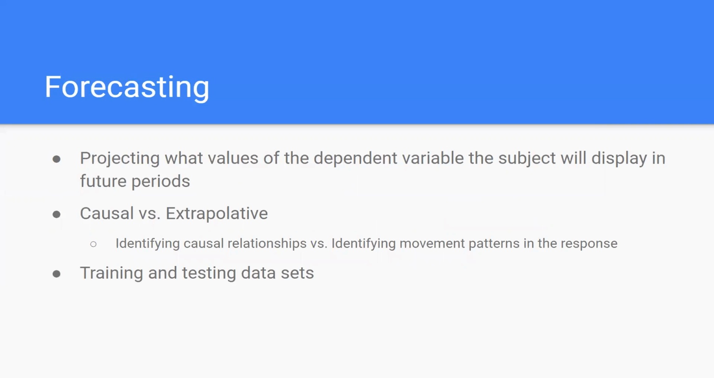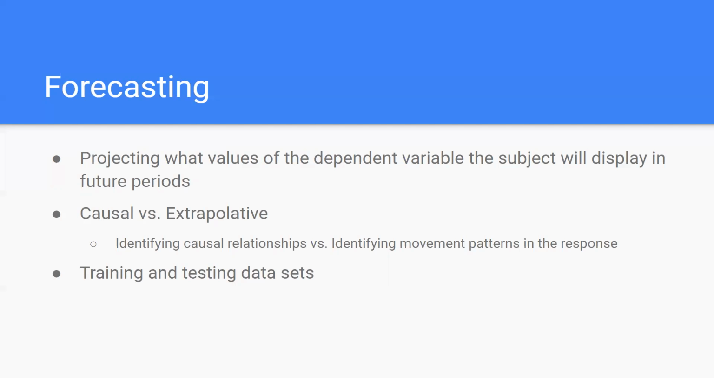Let's move on to a general overview of forecasting. When it comes to forecasting using time series, the primary goal is generally to produce forecasts of the dependent variable for future time periods. We want to project what values of the dependent variable the subject will display in future time periods. Now, there are two main approaches that exist to assist in this endeavor.